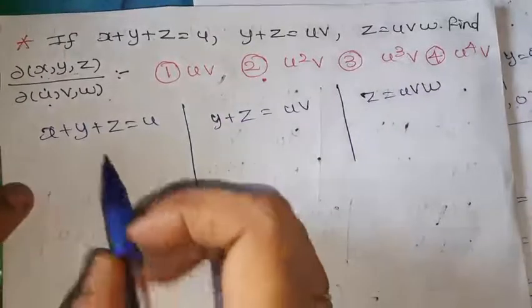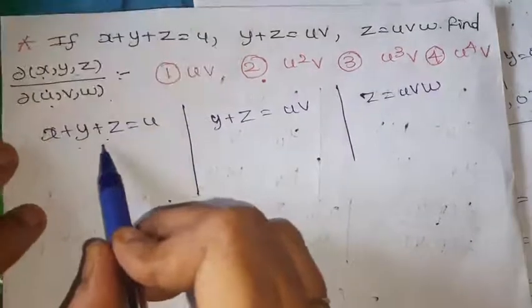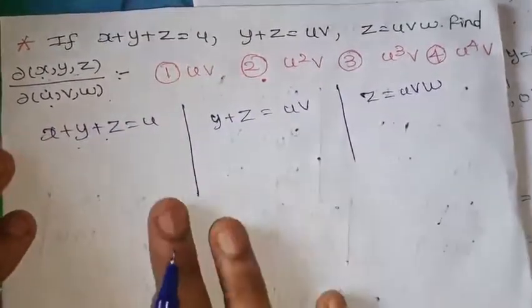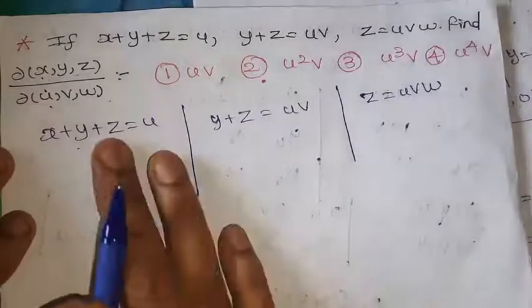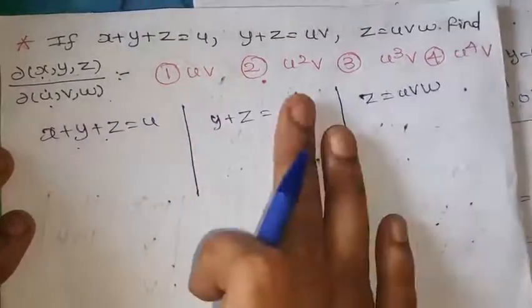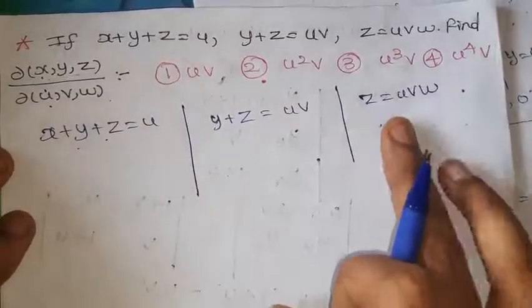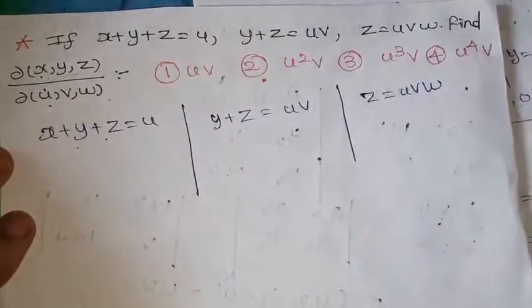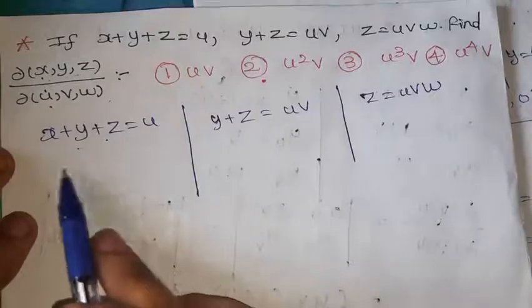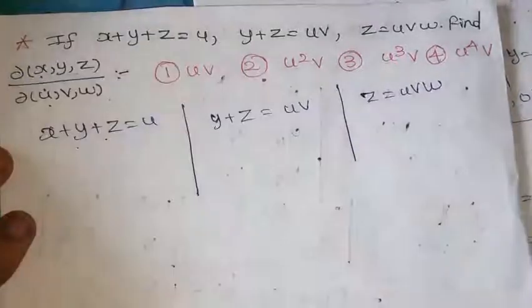See, x, y plus z, what is given? We need to write x alone, x as a function of u, v, w, and y as a function of u, v, w, and z equal to uvw. Z is given as uvw. Here y plus z is given, we need to write the y value alone as a function of u, v, w, then simplify the x value by u, v, w, then only we can proceed to the next step.